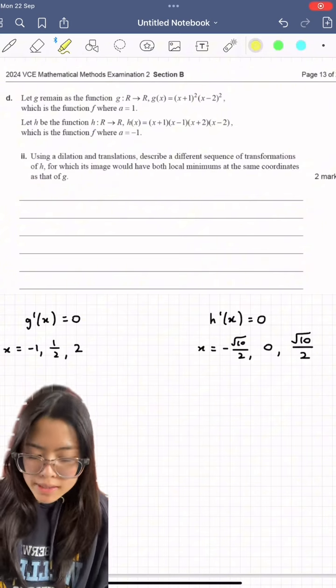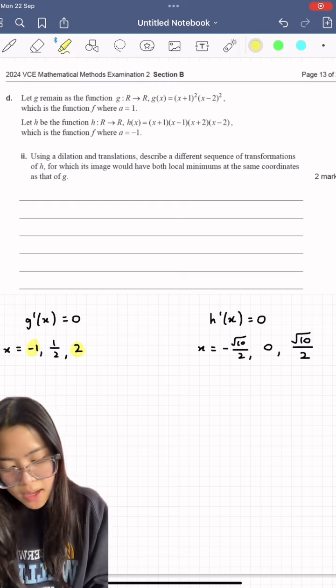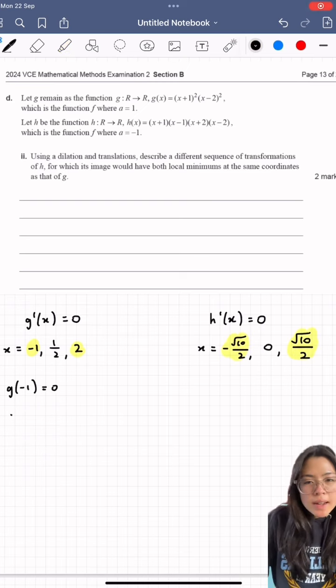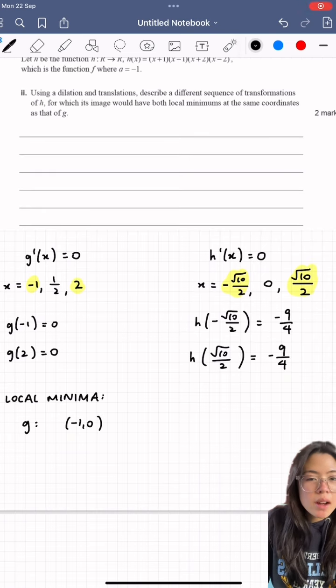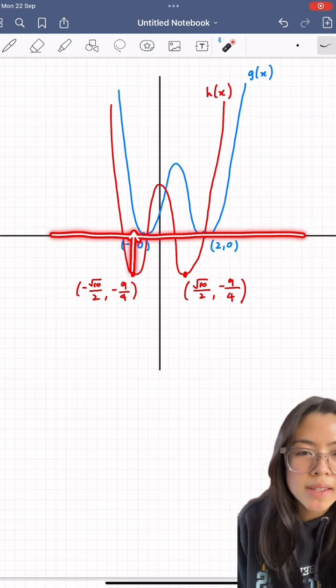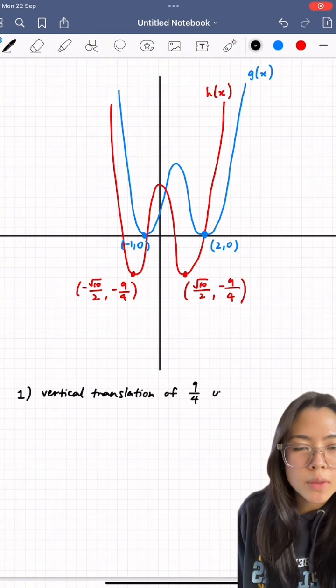Going back to our graph, we can see that the local minima occur at x equals -1 and 2 for g(x), and negative root 10 on 2 and positive root 10 on 2 for h(x). Now that we've found the local minima, we can use these to answer the question. The first transformation we can do is shift the red graph h(x) up so that it is now in line with g(x), and so that's a vertical translation of 9/4 units up.